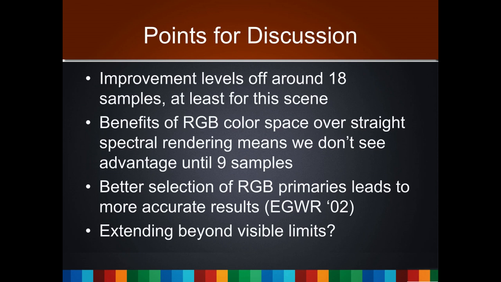The cone sensitivities themselves overlap horribly. You don't do well if you just use cone sensitivities. You need to transform them into something that pulls cone sensitivities apart, and that's called a sharpened RGB space. And then we just did discuss extending beyond visible limits.